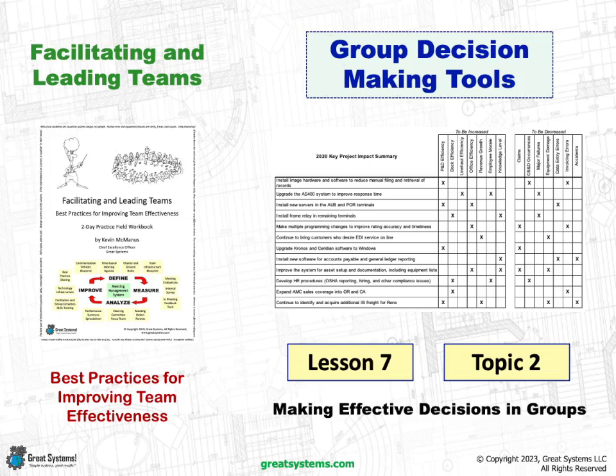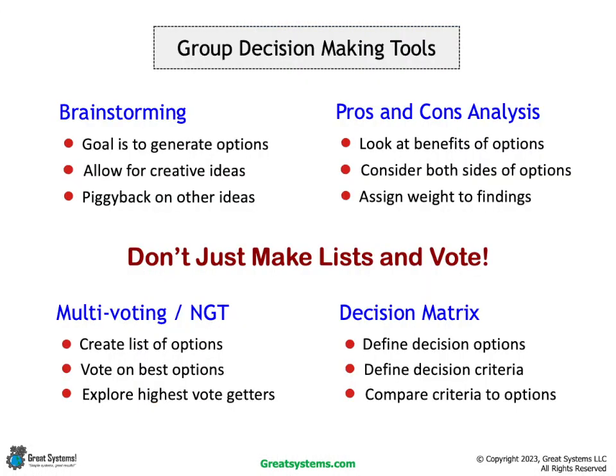Group decision-making tools. Brainstorming. Pros and cons analysis. Decision matrix. Multi-voting nominal group technique. Don't just make lists and vote. As stated earlier, decision-making effectiveness will improve significantly if you use a formal decision-making tool.